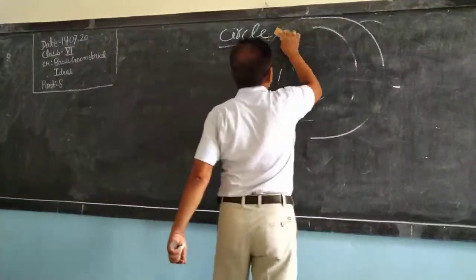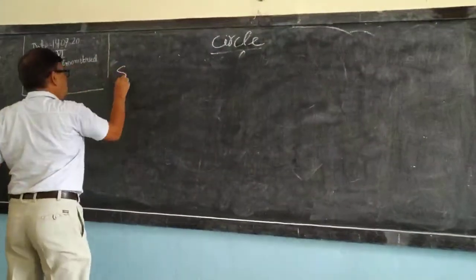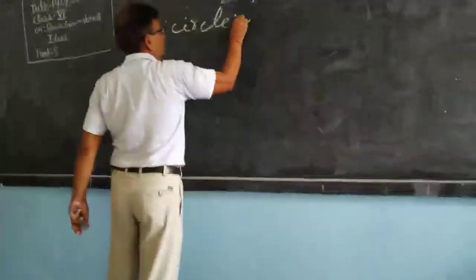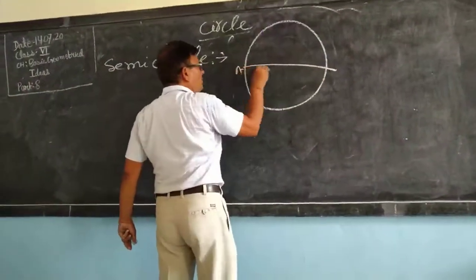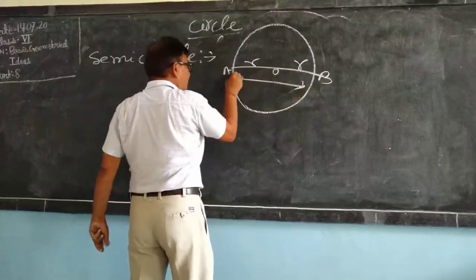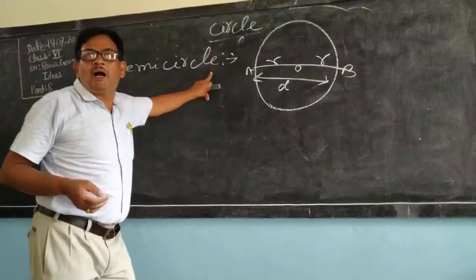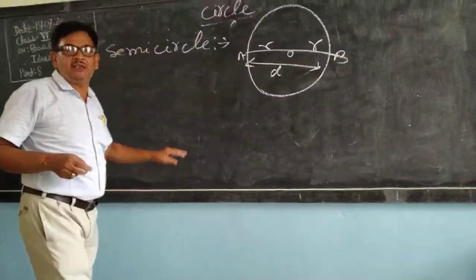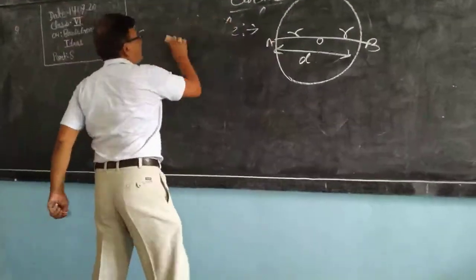Now, after diameter, semicircle. What is that? A diameter divides a circle into two equal parts. Half a circle is known as a semicircle. Half part of the circle is known as a semicircle. Is it clear? Now chord. What is a chord?